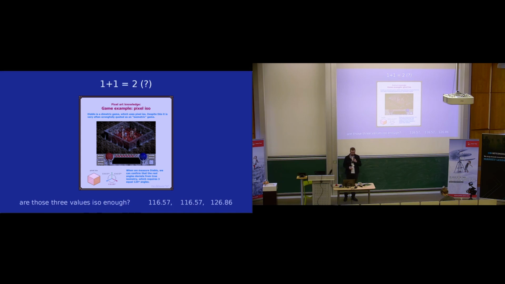I mean, in basic school, you learn 1 + 1 is 2. That's generally how science is done. So we are looking at something like Diablo. Is Diablo an isometric game? Because 116.75, 116.75, and 126.86, it's not enough equal or iso for me. Maybe it is for you, but I learned in basic school 1 + 1 is 2, so I really don't know.